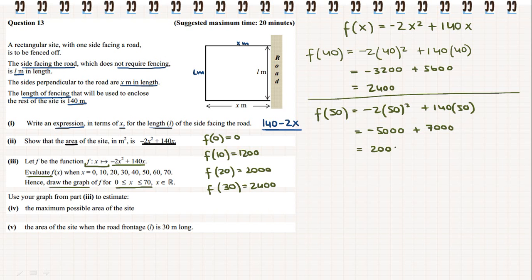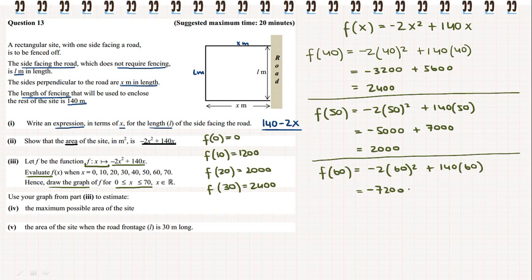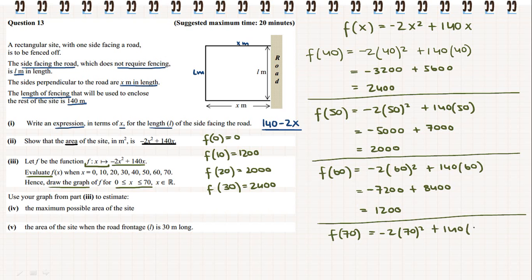So we get 2,000. F of 60: minus 2 by 60 squared plus 140 by 60. We get minus 7,200 plus 8,400, so we get 1,200. And our last one, f of 70: minus 2 by 70 squared plus 140 by 70. We get minus 9,800 plus 9,800. So we get 0.